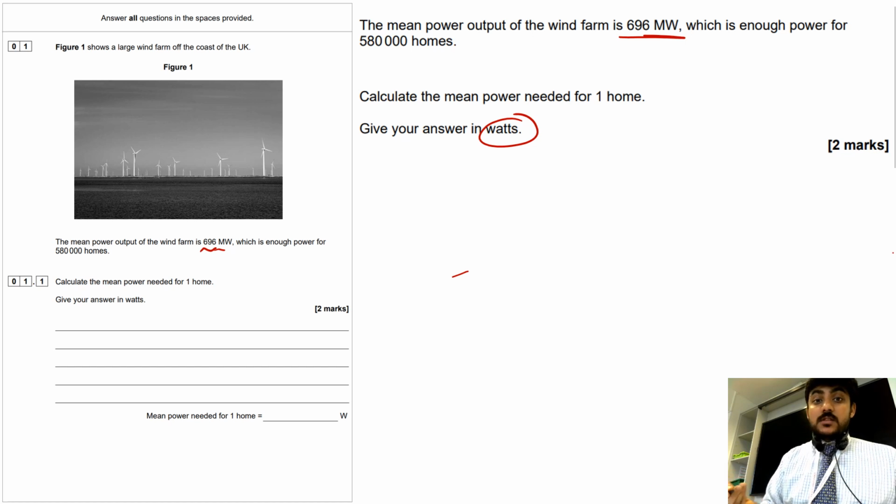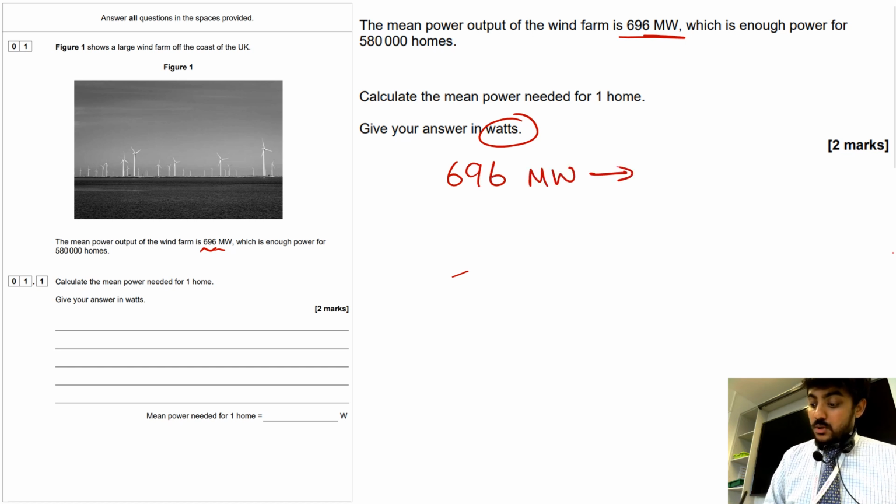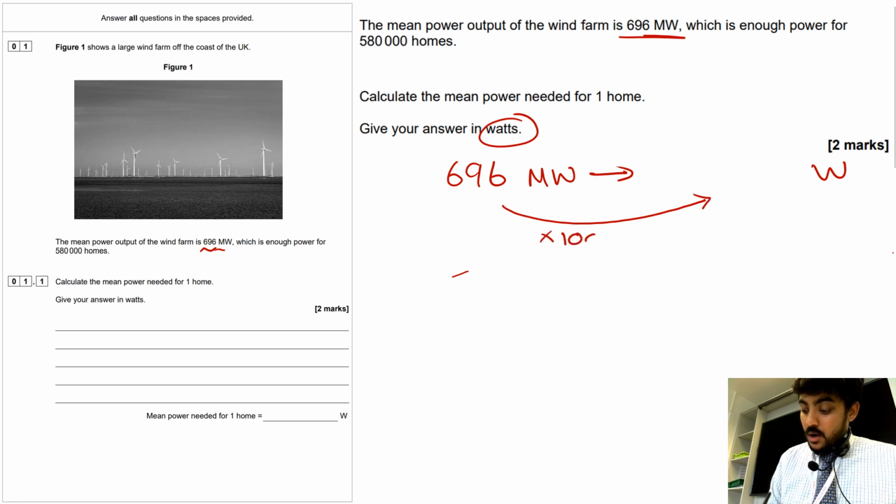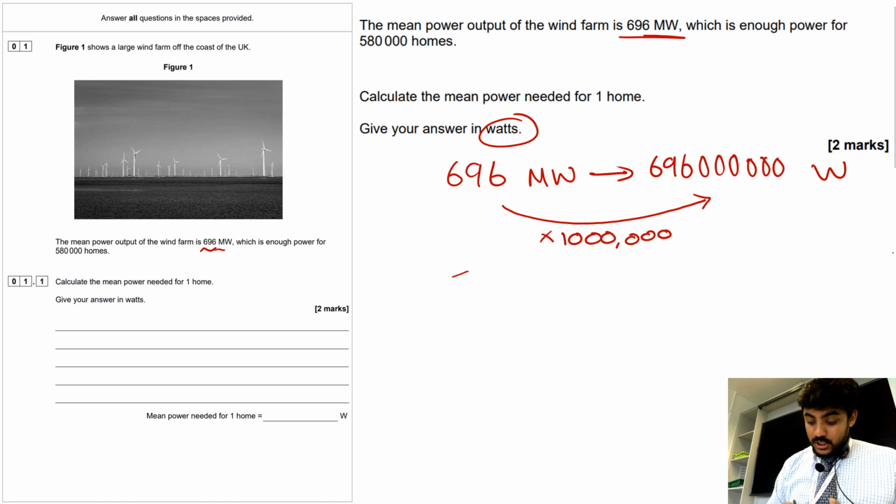Because the question gives the power output in megawatts, the first thing to do is convert 696 megawatts into watts. Mega stands for 1 million. So to get from megawatts to watts, I need to times by 1 million. When you do that, it ends up being 696,000,000 watts. That actually earns you 1 mark.